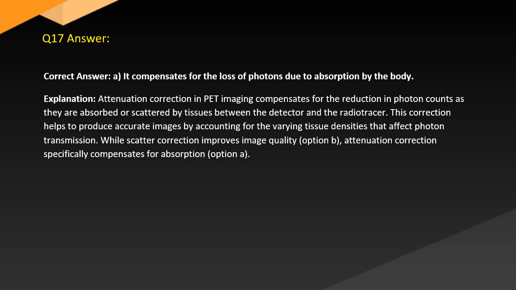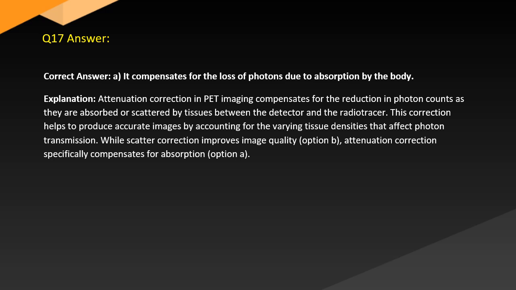Answer. Correct answer: A. It compensates for the loss of photons due to absorption by the body. Explanation: Attenuation correction in PET imaging compensates for the reduction in photon counts as they are absorbed or scattered by tissues between the detector and the radiotracer.